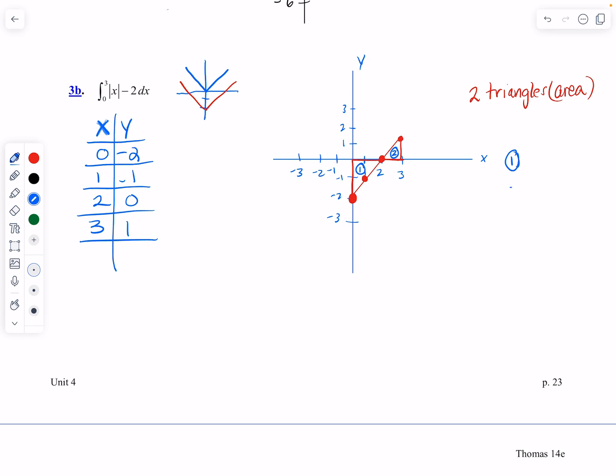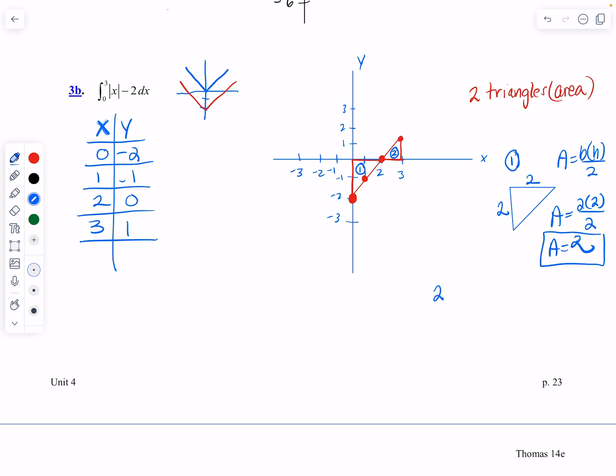If I redraw it, it looks like this. Okay, so the width of it is 2 units, and then the height of it is also 2, even though it says -2. Okay, so we're going to do area equals base times height divided by 2. So area equals 2 times 2 divided by 2. Area equals 4 divided by 2, which is just 2. So the area of the first one is 2.